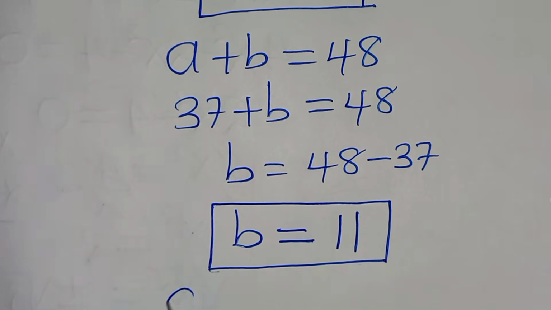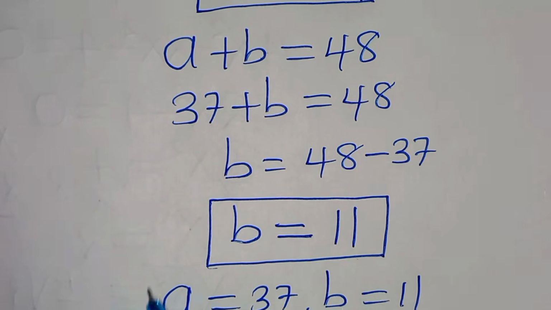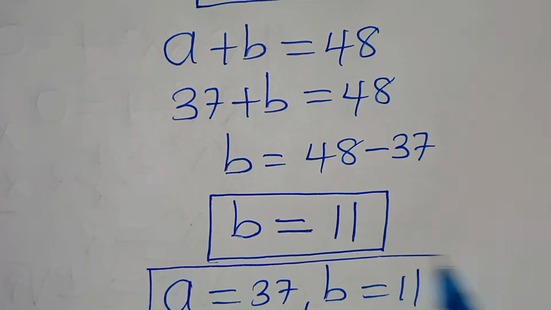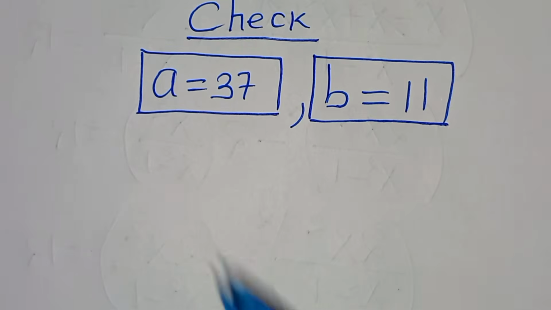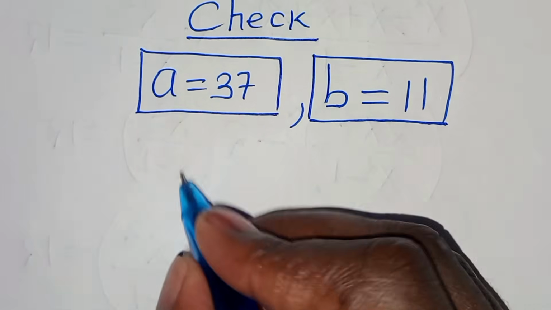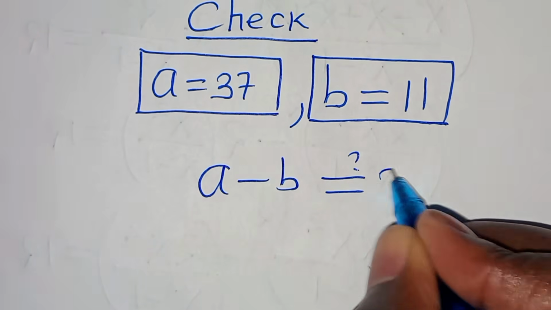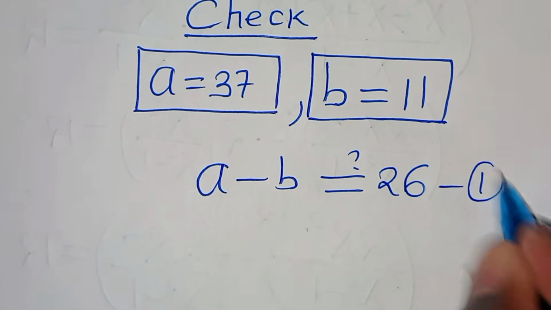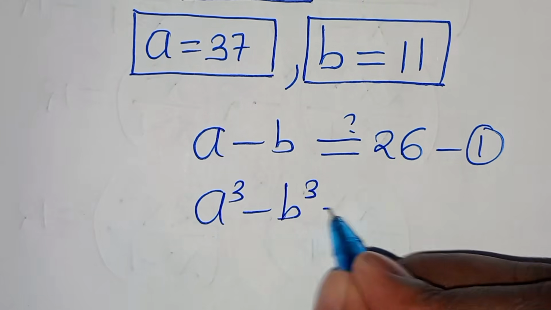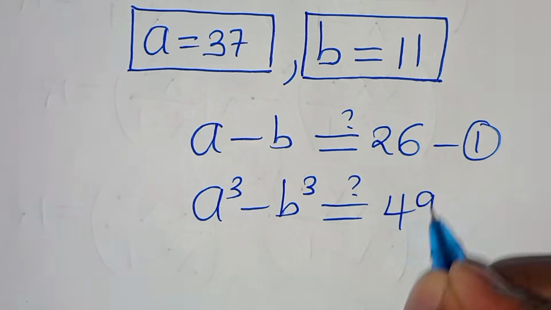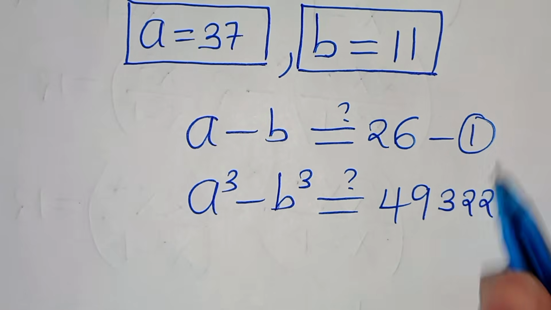Now, since we have a equal to 37 and b equal to 11, let's check if these two values satisfy the equations. We have the two equations: a minus b, which is supposed to give us a value of 26, this is equation 1, and a to the power of 3 minus b to the power of 3, which should give us a value of 49,322. So let's start with equation 1.